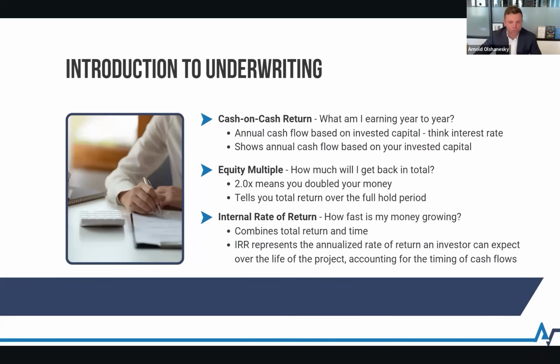So think like an interest rate. So if somebody says this is a 7% cash-on-cash return, and you invest $100,000 into a deal, that means you should be getting $7,000 a year in cash flow while the deal is active.